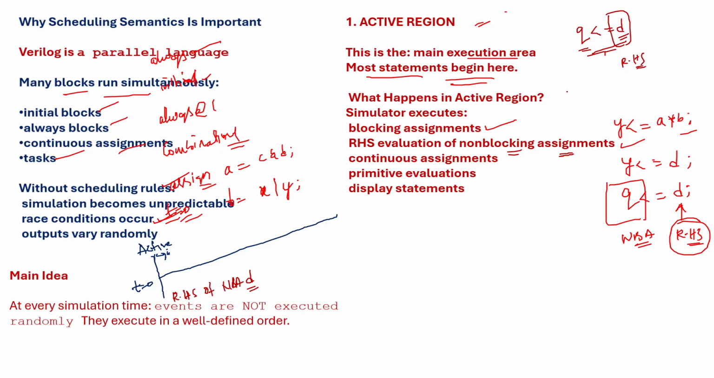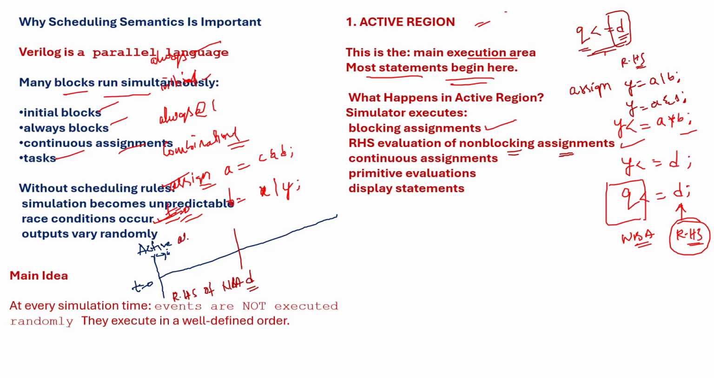And then all continuous types of assignments, like assign y equal to a or b, or y equal to a and b, all these things are executed in the active region only. In data flow modeling we are utilizing continuous types of assignments, right? What are the things we use continuous assignments for in the data flow model?